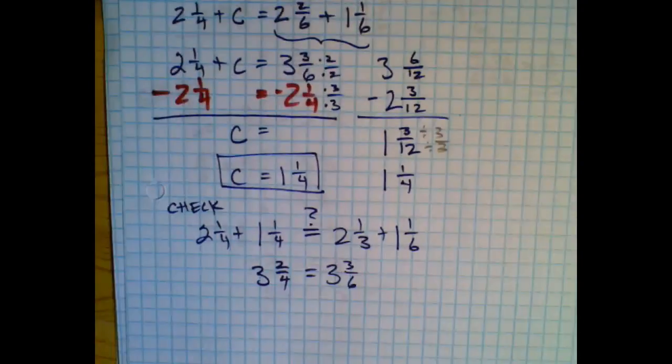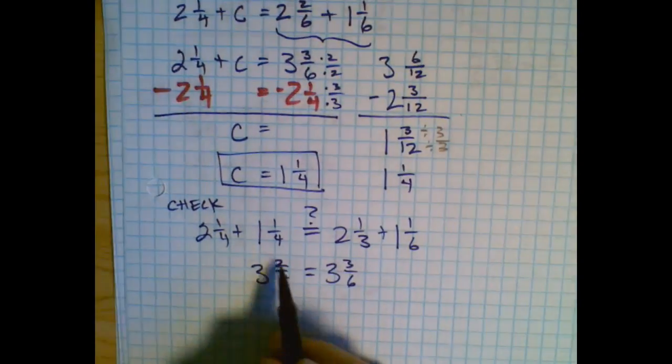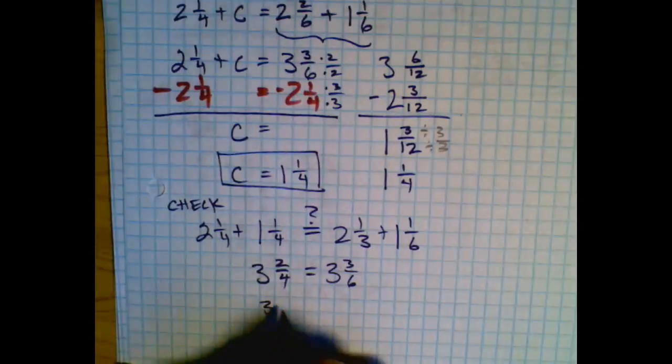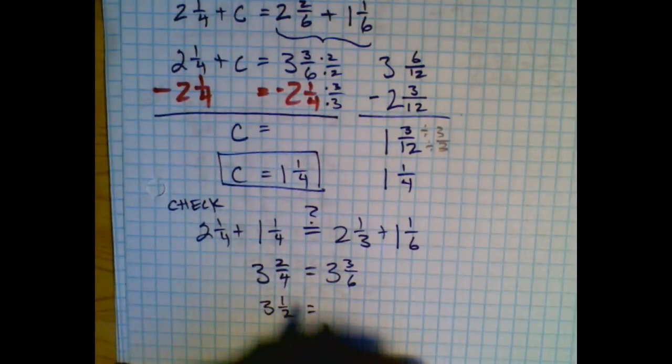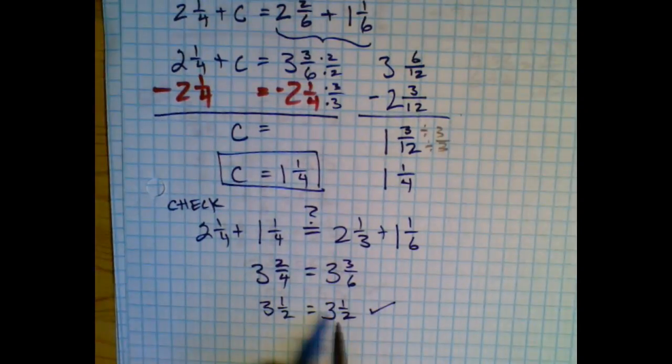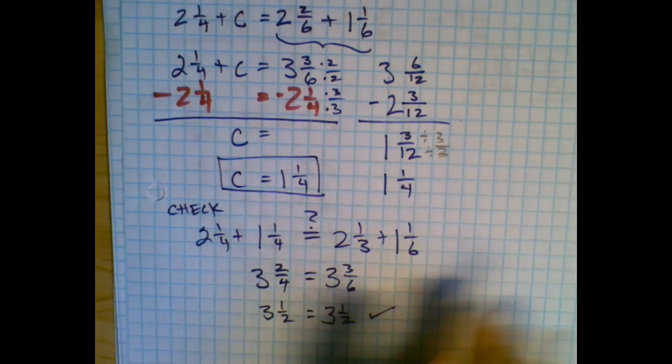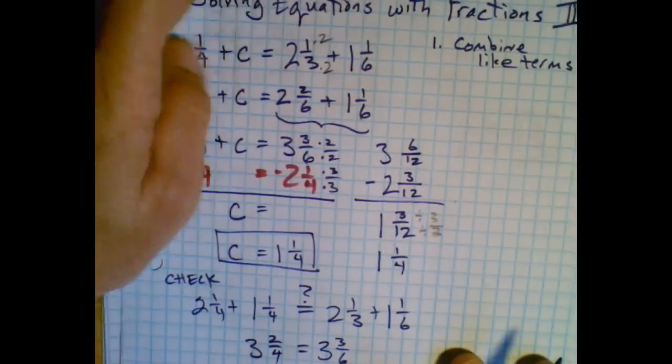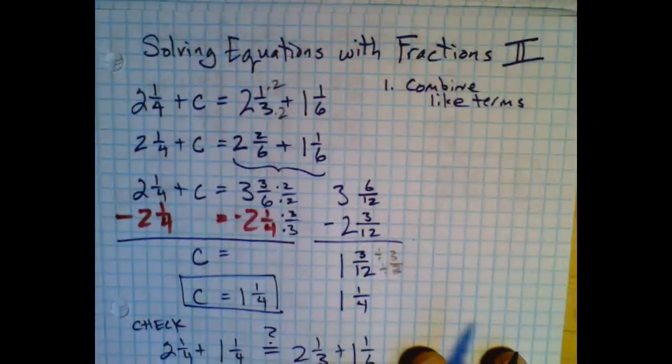Well, are these the same? Yes, these are small enough, and we recognize that 3 and 2/4 is the same thing as 3 1/2. And also, 3/6 is the same thing as 1/2. So, because the two sides are the same, that tells me my solution is correct. And my answer is complete and done.